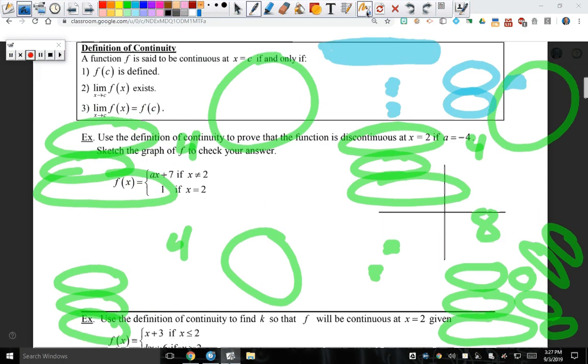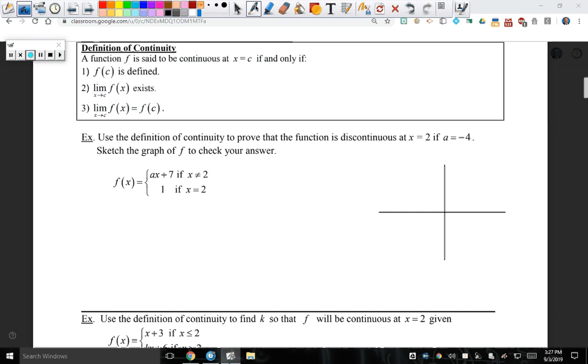Okay, here we go. It says, use the definition of continuity to prove that the function is discontinuous at x equals 2. And with Danny, we were looking at this from before with her question that she had. This word is huge, guys. It's so important. Because that can be continuous at a point, but the whole function doesn't have to be continuous. Okay? So, rule number 1 is f of 2, if a is equal to negative 4.